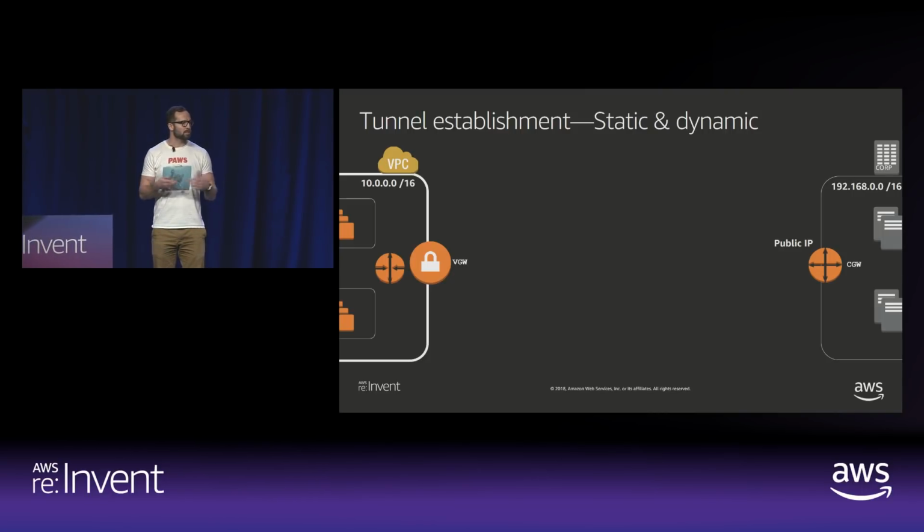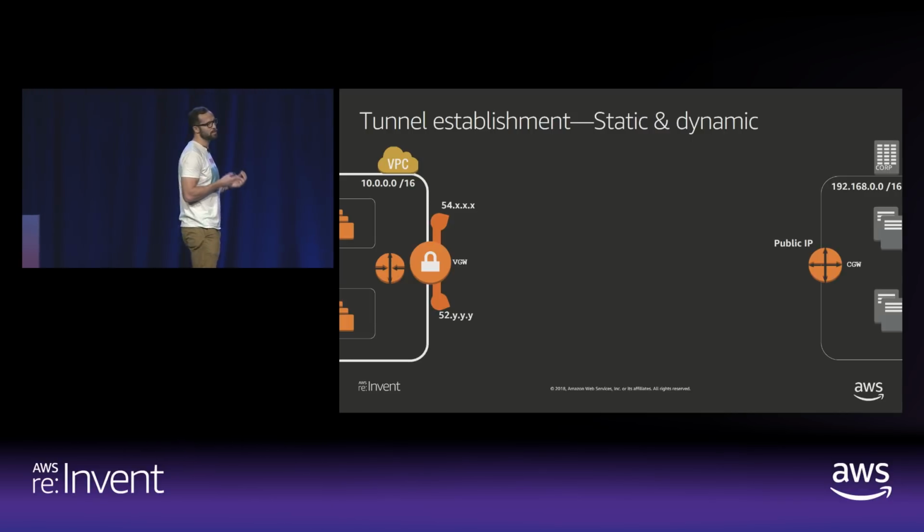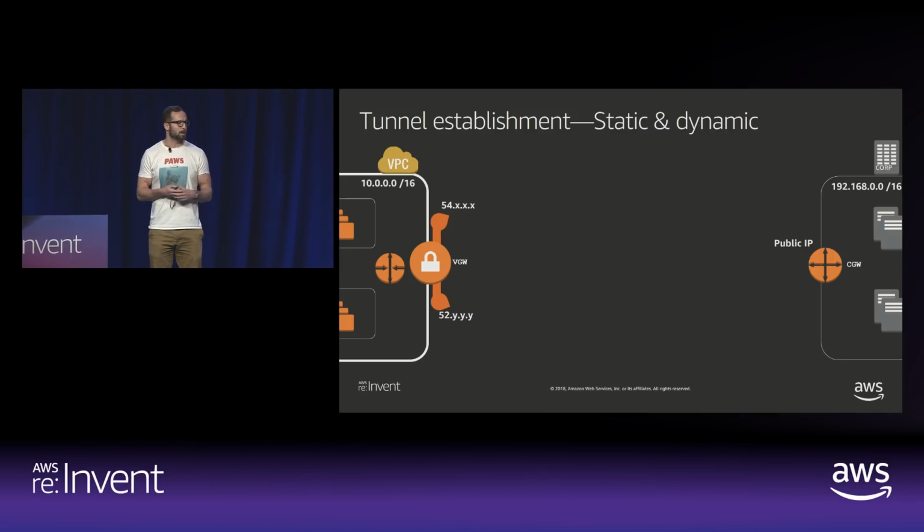So then when you want to connect those two things together over the VPN, we'll provision the set of managed VPN termination endpoints associated with the virtual private gateway. Those endpoints are deployed in different availability zones, and they're using public IP addresses from the AWS public address space.